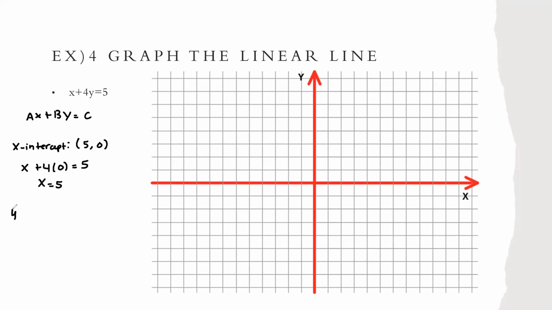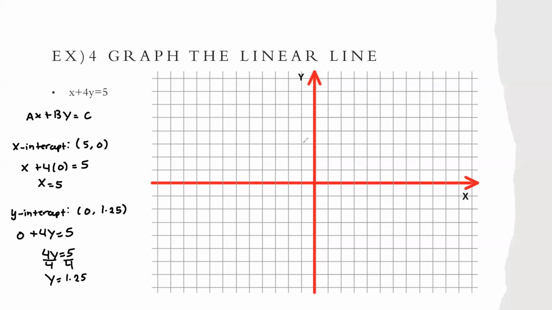Okay, now let's find the y-intercept. So to find the y-intercept, you plug in 0 for x and then solve for y. So it's 0 plus 4y equals 5. So that's 4y equals 5. Divide this by 4. I get y equals 5/4. I need a number. So 5/4 is 1.25. Okay. So I'm going to write this as a coordinate (0, 1.25).